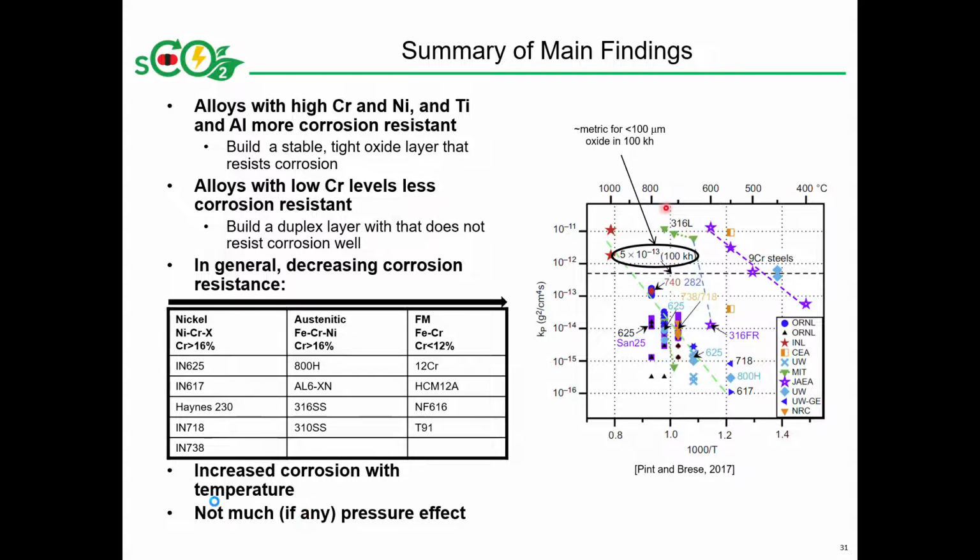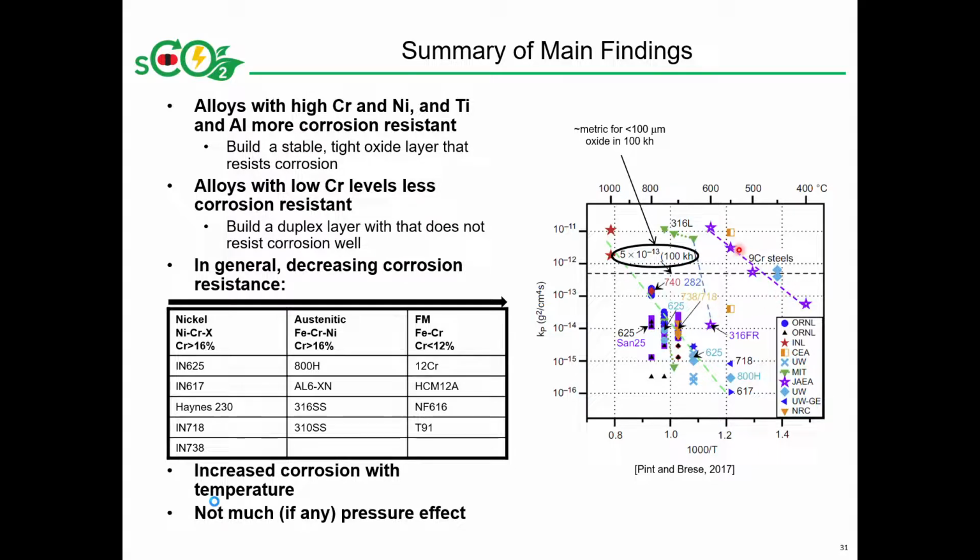This is a plot from the Supercritical CO2 Fundamentals book, and this illustrates that if we set a metric for a given amount of corrosion layer growth, in this case less than 100 microns of oxide over a time period of 100,000 hours, we can see what parabolic growth constant reaches that limit or keeps us below that limit. So that parabolic growth constant is about 5 times 10 to the minus 13 for that 100 micron corrosion layer in 100,000 hours.